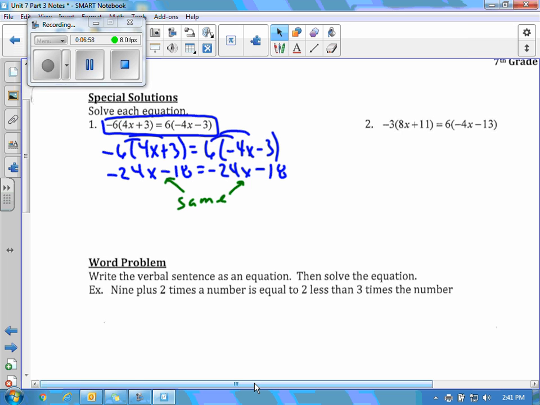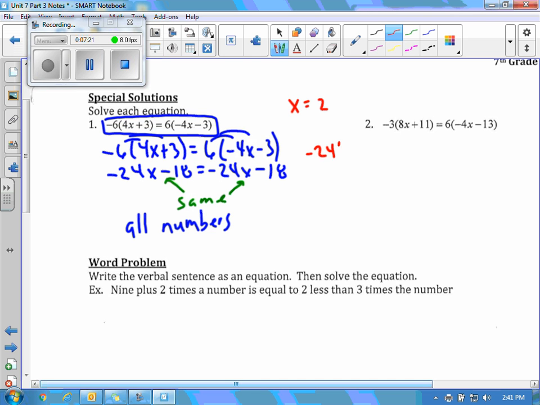Now, if you stop right here and look, this equation is exactly the same on both sides. Negative 24x minus 18. When you know that's the case, we know that our answer is all numbers, or all solutions, however you want to say it. What that means is, no matter what number I plugged in for x, it would be a solution. So let me give you an example. Let's say I said x equals 2. So I plug that in on both sides for x. Again, since they're the exact same thing, I'm going to wind up with the exact same solution on both sides.